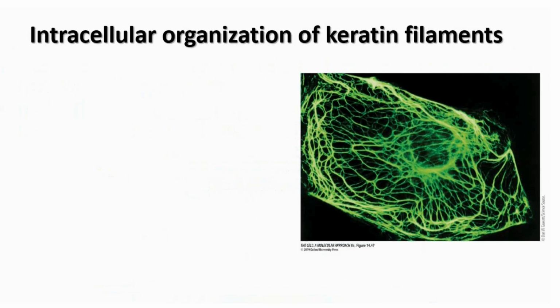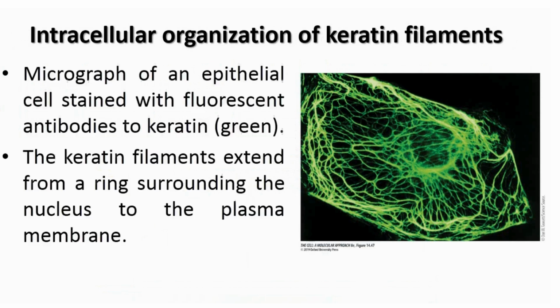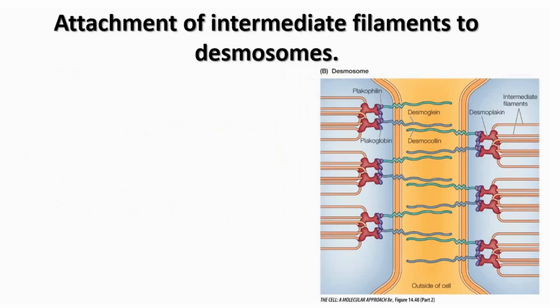When you talk about the intracellular organization of keratin filaments, we have a GFP micrograph of epithelial cells stained with fluorescent antibodies to keratin, which looks brilliant green. The keratin filaments extend from a ring surrounding the nucleus to the plasma membrane. Last but not the least, we shall study a bit about the attachment of intermediate filaments to desmosomes and hemidesmosomes. First we will go with desmosomes.